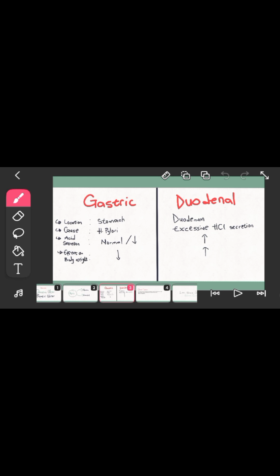Now let's look at a clinical scenario before we round up. This clinical scenario says a 35-year-old man complains of epigastric pain that wakes him at night and is relieved by eating or taking antacid but returns a few hours later. So what is your diagnosis from what you've learned? I'll be hoping to see your answer in the comment section.